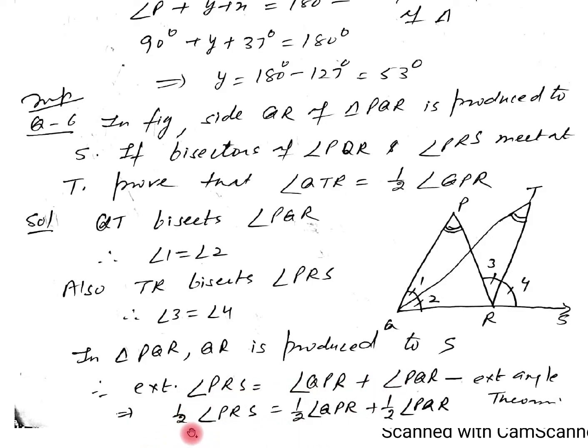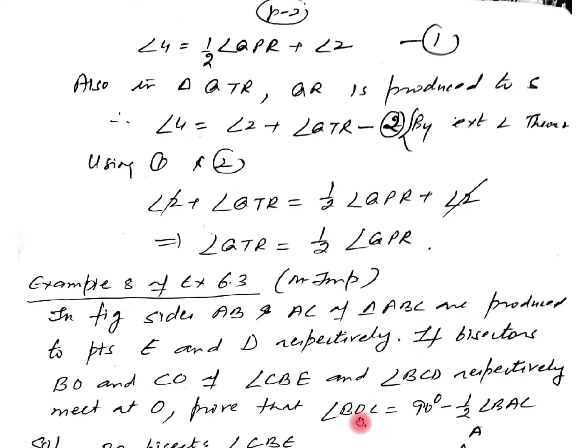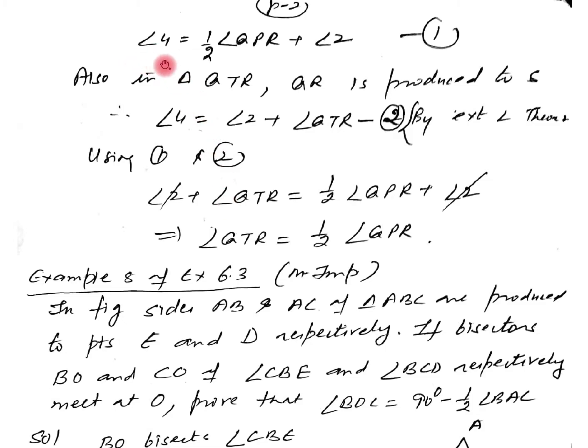Then it becomes 1 by 2 angle PRS equals 1 by 2 angle QPR plus 1 by 2 angle PQR. Now half angle PRS can be written as angle 4, and half angle QPR will remain as it is because it is needed in the result, and half angle PQR I am writing as angle 2. Let us see the next step. So it becomes angle 4 equals half angle QPR plus angle 2.